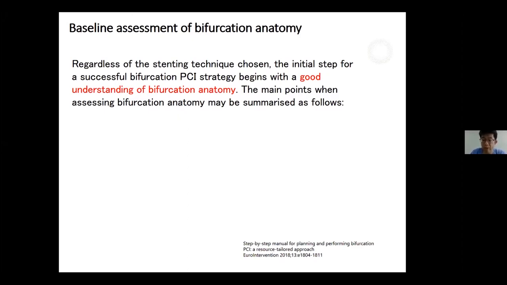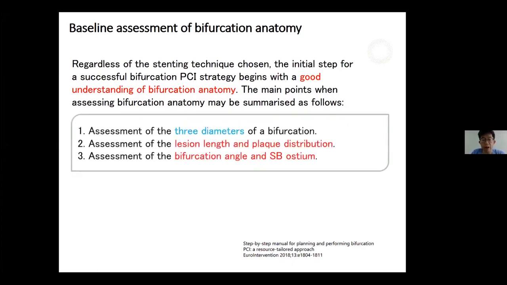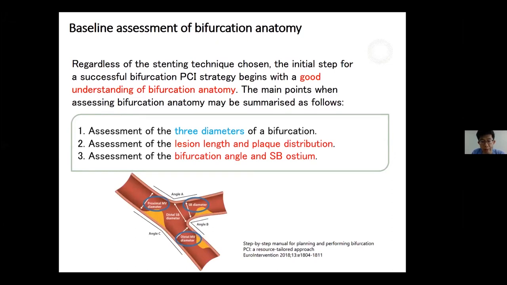The main points when assessing bifurcation anatomy may be summarized as follows. First, assessment of the 3 diameters of the bifurcation: main branch, proximal main branch, distal main branch, and the side branch diameter. Second, assessment of the lesion length and the plaque distribution. Finally, assessment of the bifurcation angle and side branch tortuosity.